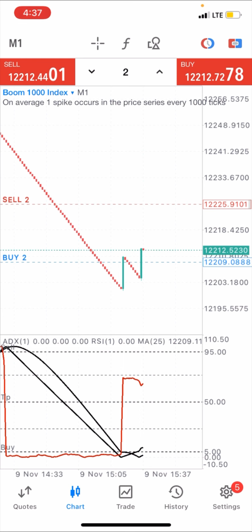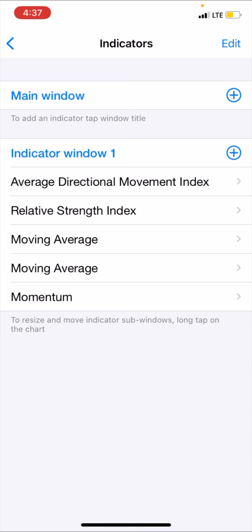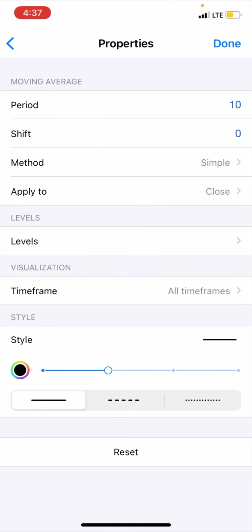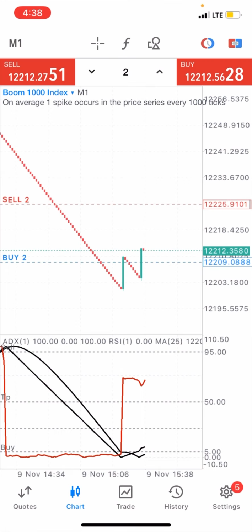Thank you. So yep, let's go back to the indicators. The next moving average should be period 10, shift 0, method simple, apply to close, no levels needed, all time frames. Style should be black if you're using the white background, and white if you're using the black background. So you're done with this, simply click done.